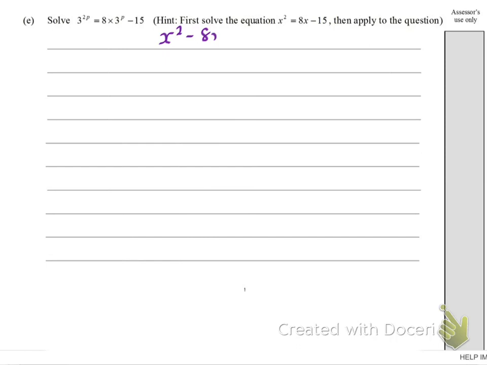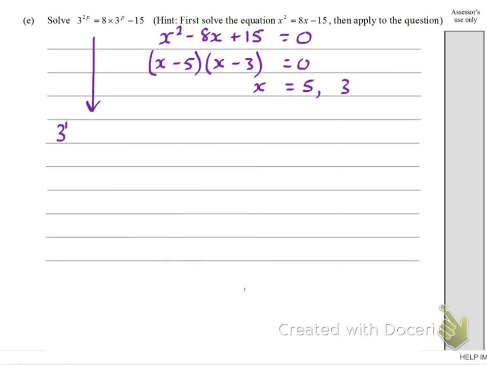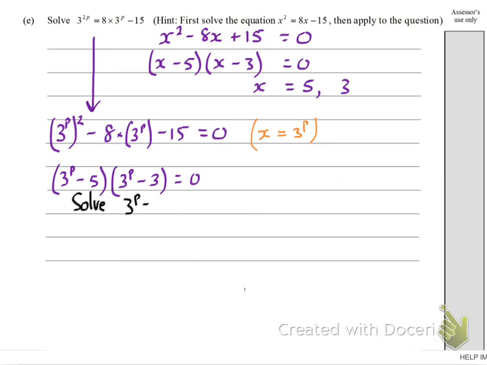Wow. This one here, we have to solve this equation, x squared minus 8x plus 15 equals 0. Factorize that. x equals 5 and 3. Now note, 3 to the power of 2p is the same as 3 to the power of p times 2. So I could write it out like that, and you see that x is replaced with 3 to the p. And so we can factorize that just the same as our other quadratic. Then we have to solve both parts of those.